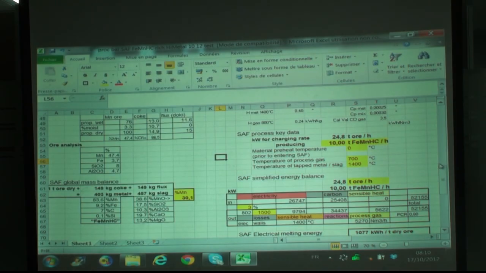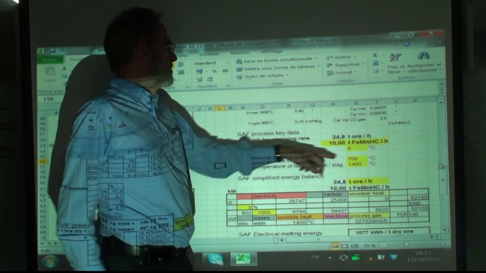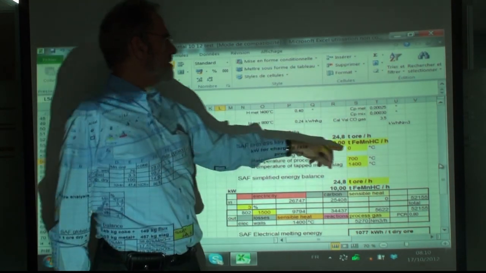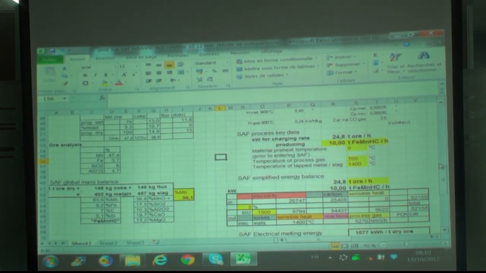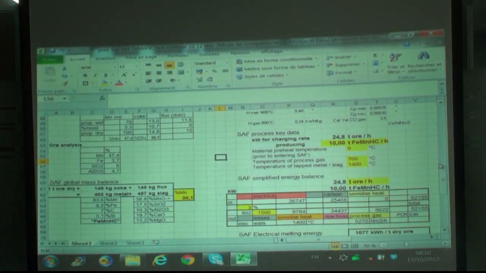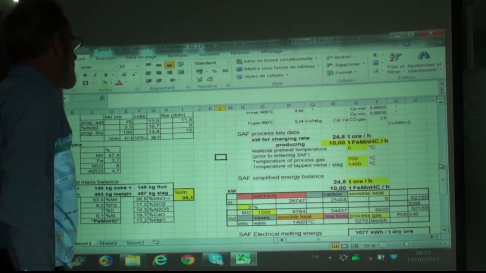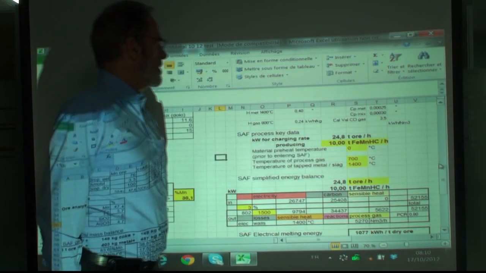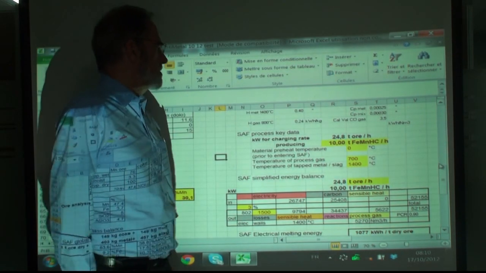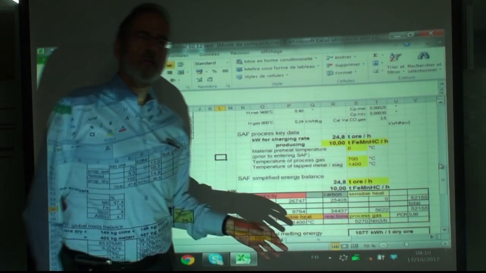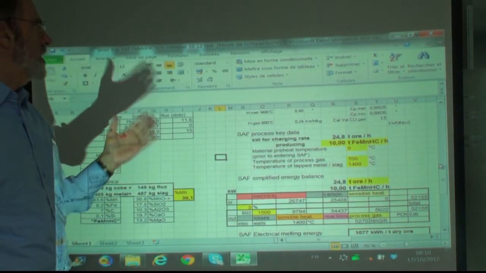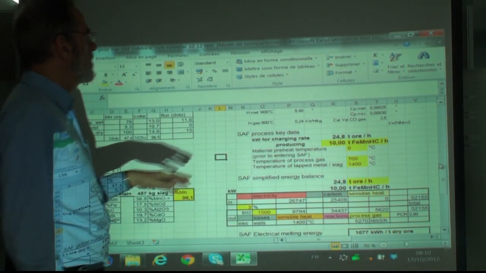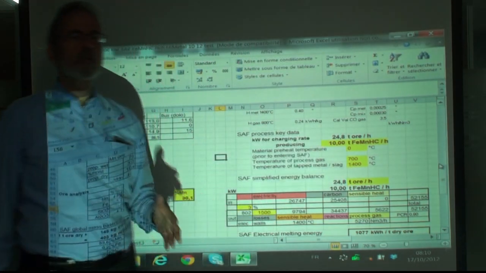Then we have to indicate the material preheat temperature. I explained this. This is the temperature of the material charged. In case of ferronickel, it will not be 0 degree. Here we take 0 degree. We have to give a temperature of the process gas. This again is kind of a guess. We can calculate it better, but it is not so important. But it is anyway a temperature.